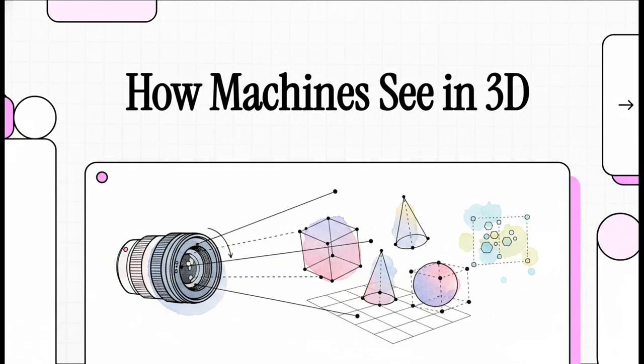Welcome to The Explainer. Today, we're diving into something pretty amazing: how we teach machines to see in 3D. We're going to break down exactly how a camera, a device that only sees in flat, two-dimensional images, learns to understand depth, distance, and orientation with incredible accuracy.